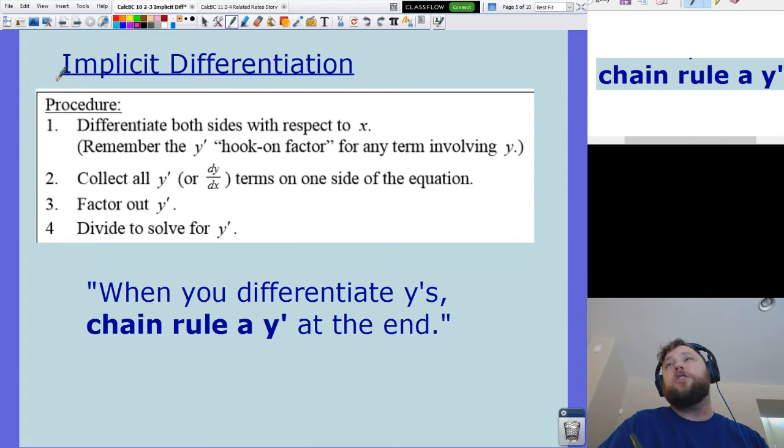What does that mean in calculus? We can differentiate implicit equations. We know how to do the explicit ones, you just take the derivative. In this procedure, it's a little different, and here are some steps for that.